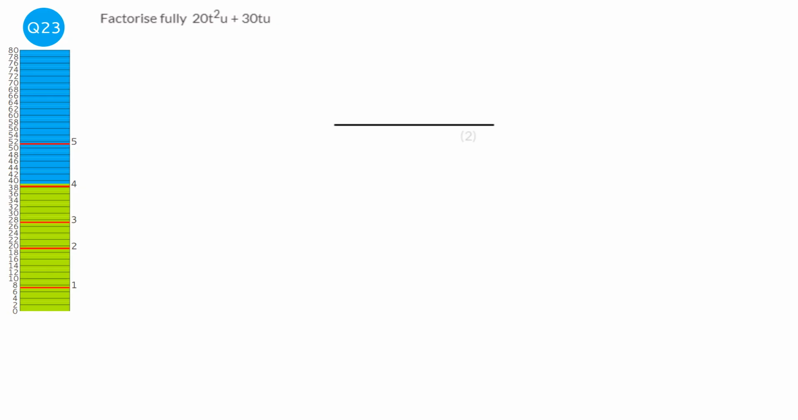So we're going to just use one bracket for this. And looking at these terms, I'm going to focus first on the numbers. So 20 and 30, I can divide both of those by 10, and that will leave 2 and 3. So that's the numbers done.